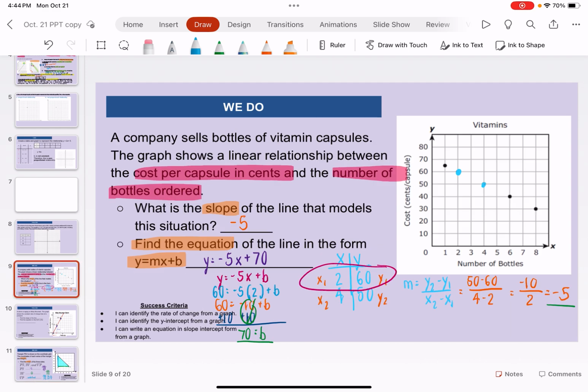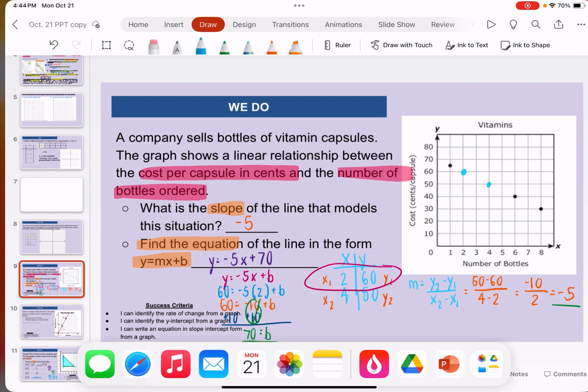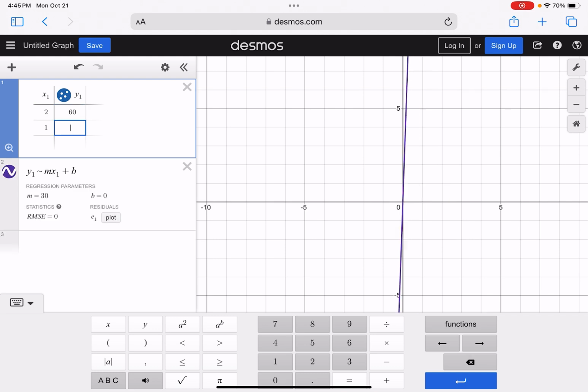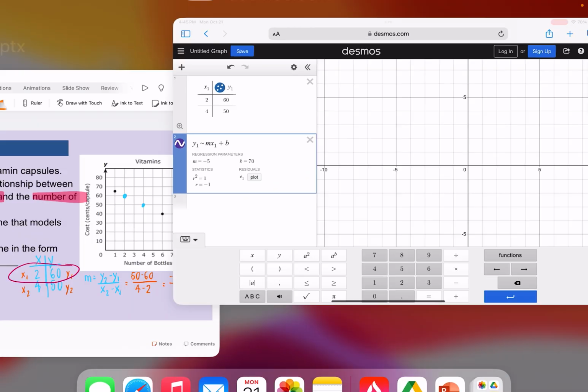And just to make sure that we can do this problem, I know we just made tables and found the equation, but just to check this, we'll go ahead and plug in these numbers. So we had 260 and then 450. So again, we have that y1 tilde mx1 plus b. You can see that our m, our slope, was -5, our b is 70.